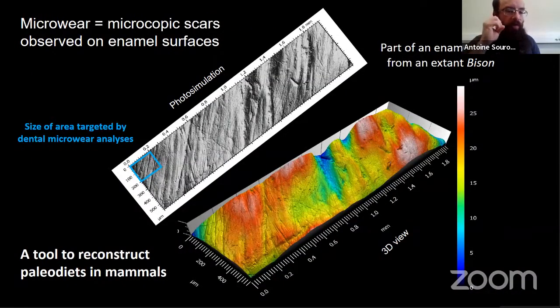Microwear study is the characterization of microscopic scars that you can see at the surface of the enamel. You can see here, for example, a 3D model and a 2D photo simulation based on the confocal microscope. It's part of an enamel facet from a lower molar of a bison, a modern bison. This is only part of the enamel facet, but already this takes a lot of time to measure. That's why usually we do microwear analysis only on a very small part, which is represented here, and that is around 200 by 200 microns.